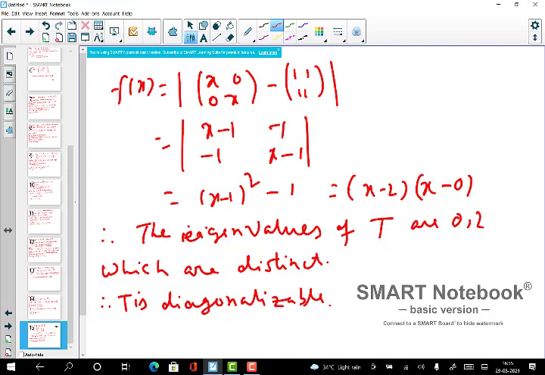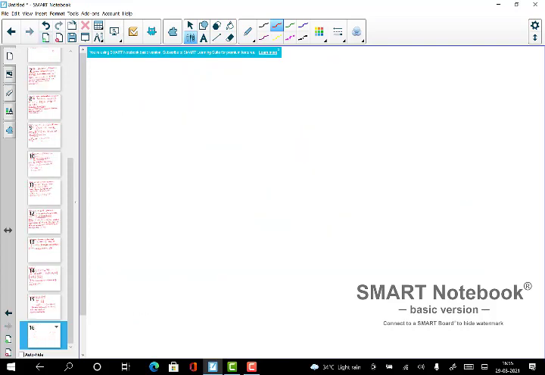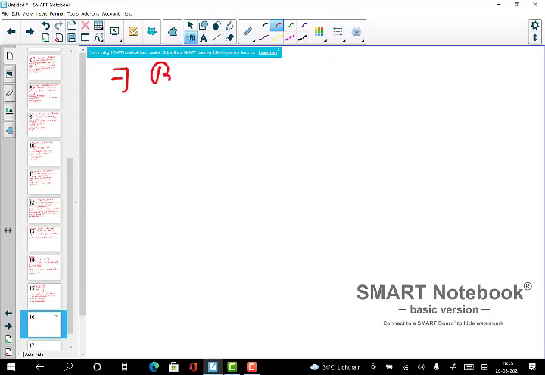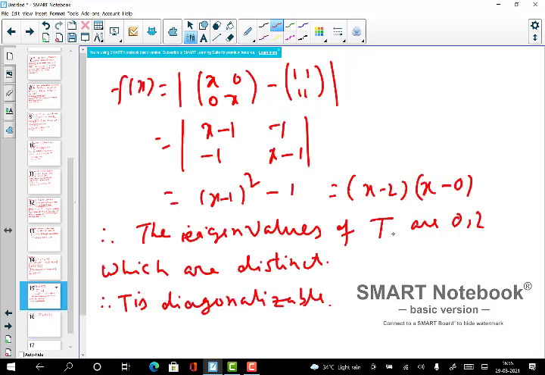Okay, now the question is: if it is diagonalizable, then what is the diagonal matrix? We know the diagonal matrix will be of the form where the eigenvalues are the entries. So there exists some basis B such that T of B has to be of the form [0 0; 0 2], because the eigenvalues are 0 and 2, so they will be on the diagonal and the other elements are 0.